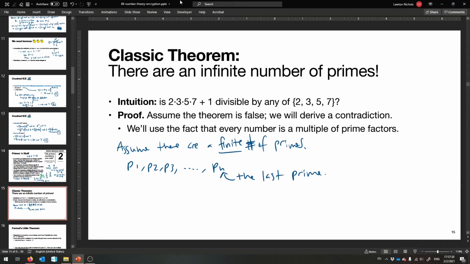Okay, that's fine. Now, let's make this number. Consider P1 times P2 times P3, all the way to times Pn, and then add 1. You know where I'm going with this. Consider that number, R. Well, we need to be able to specify this number. Every number is a multiple of its prime factors. It better be a multiple of all these primes, because those are all the ones that exist.